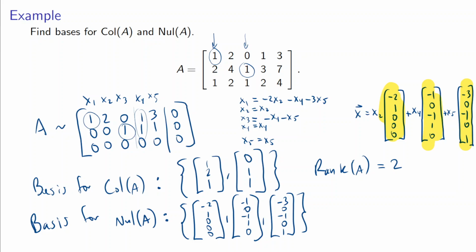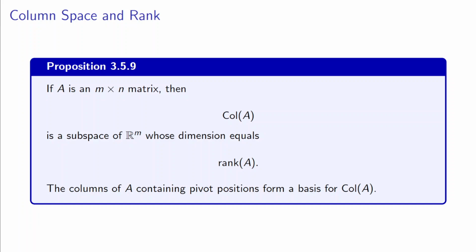And then the columns that did not contain pivots ended up being columns that corresponded to our free variables for the Ax equals 0 equation, which helped us find the basis for our null space. So that's going to bring us to the next set of propositions.